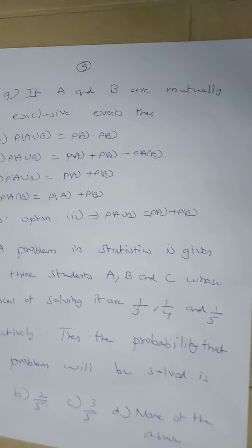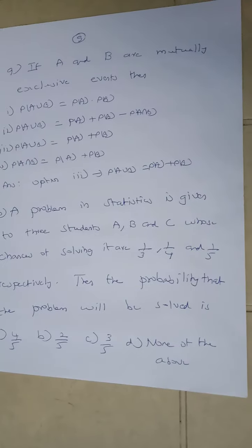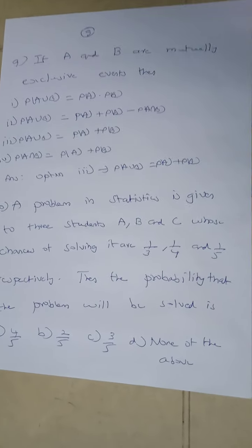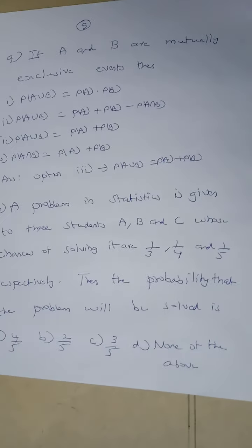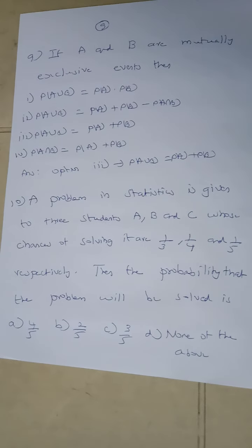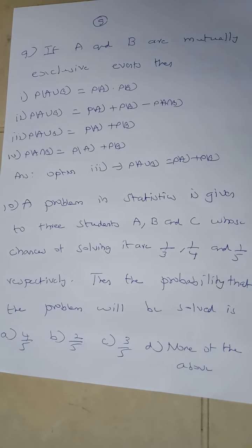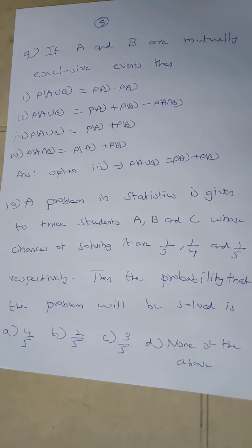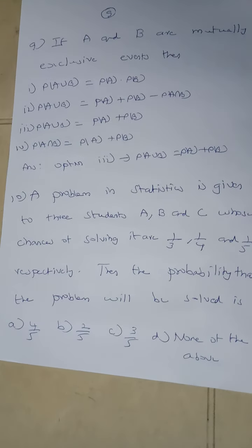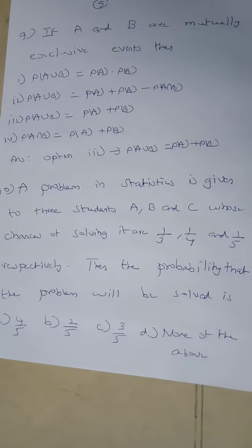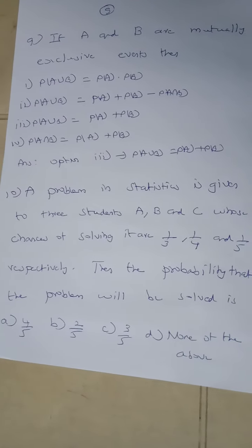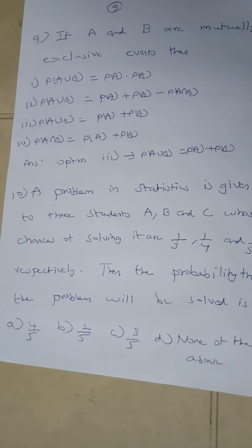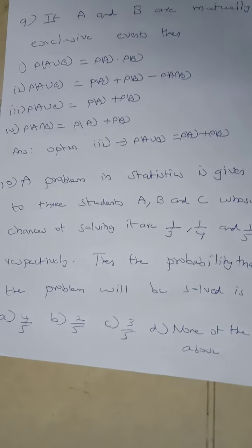Question number 9. A and B are mutually exclusive events, then option 1, probability of A union B is equal to probability of A into probability of B. Option 2, probability of A union B is equal to addition theorem of probability. Third option, probability of A union B is equal to probability of A plus probability of B. Option 4, probability of A intersection B is equal to probability of A plus probability of B.